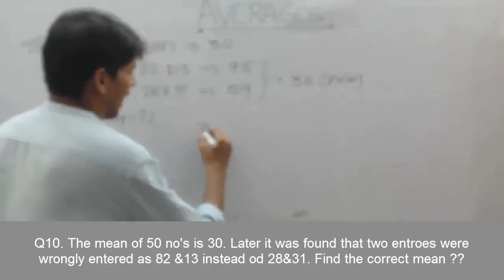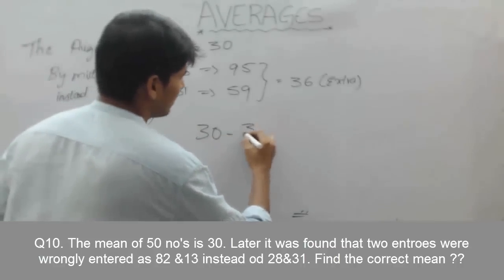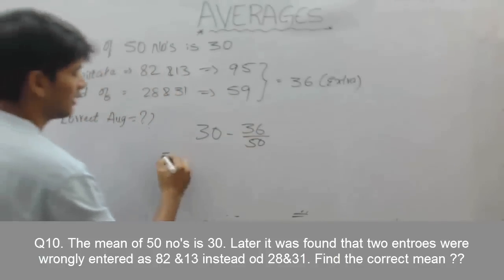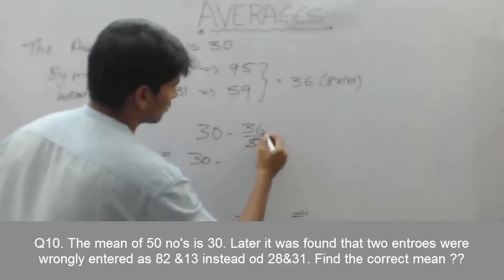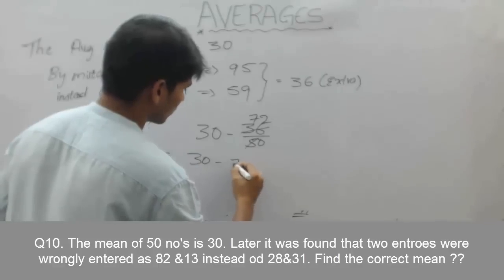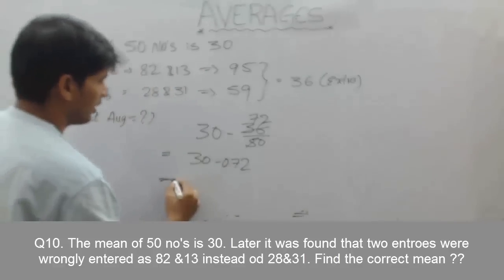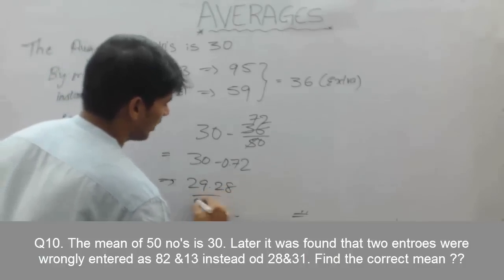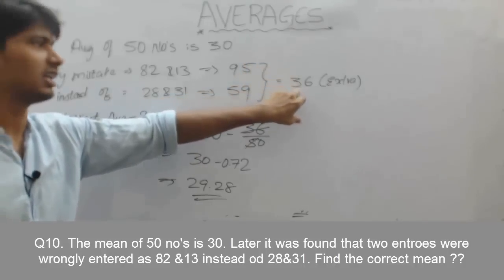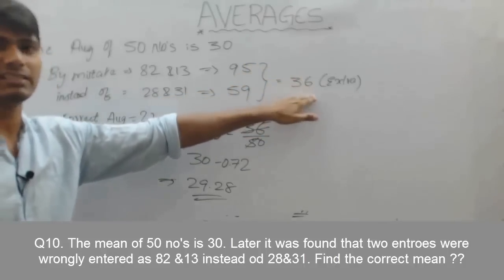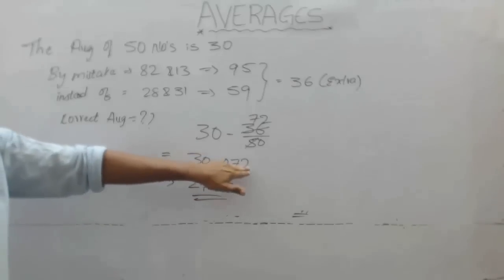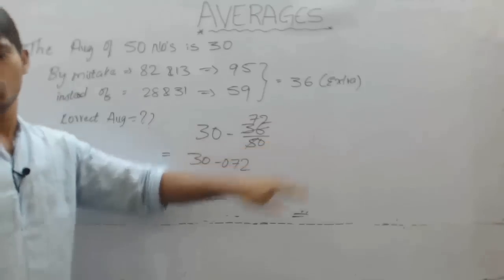So you need to deduct this 36, isn't it? Now the actual average is 30. If you make this 36 an average over 50, so 36 divided by 50, what are you going to get? 0.72. So if you reduce, 29.28 is our answer. So directly, without using anything else, you can take this 36, which is to be reduced. What makes this 36 as an average of 50? 30 minus this, you are going to get 29.28.